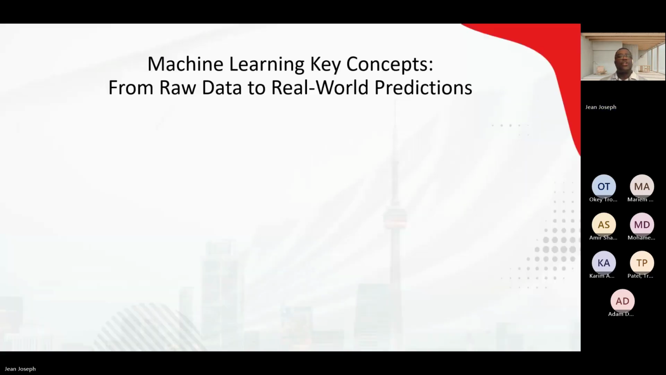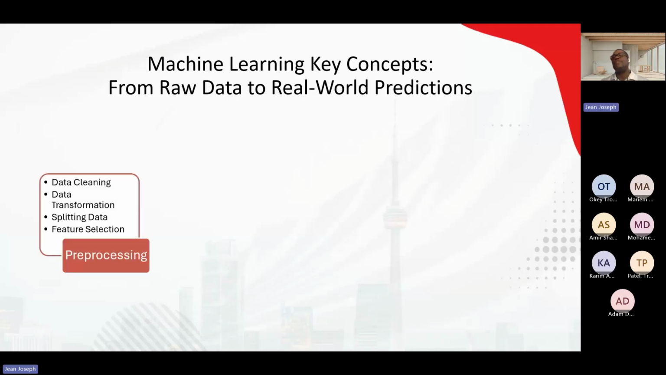So now consider you leverage Azure as your platform to proceed with your machine learning pipeline. So your question could be, what are the key concepts from raw data to prediction model? So here's the thing. If you ask that question, I'm happy you did. The first thing you have to think of is the pre-processing. This is the foundation step where data is cleaned and transformed into a usable format.